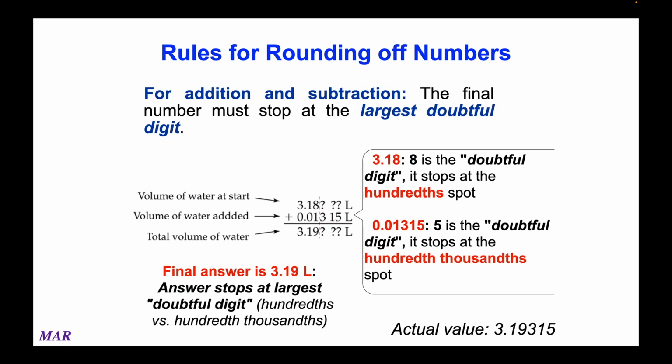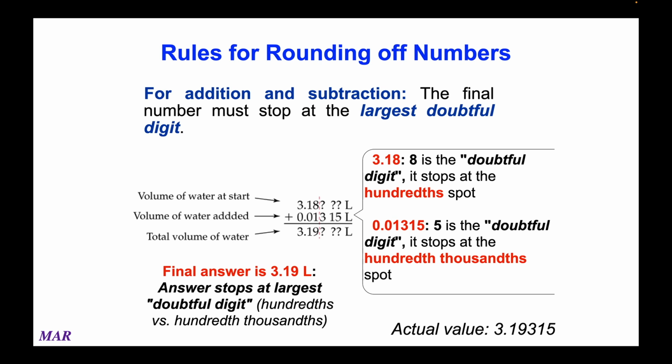Adding and subtracting is a little bit different than multiplying and dividing. It's not about the total number of sig figs, but it's about the doubtful digit. So remember, the doubtful digit is the last number. So for 3.18, it's the 8. That's the doubtful digit. That's the 100th spot, if you remember from math.